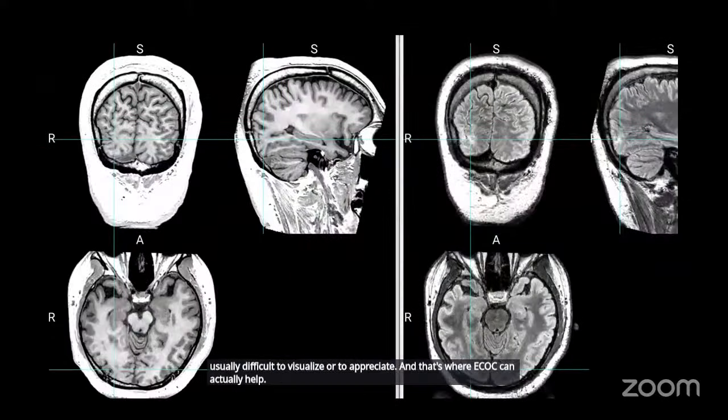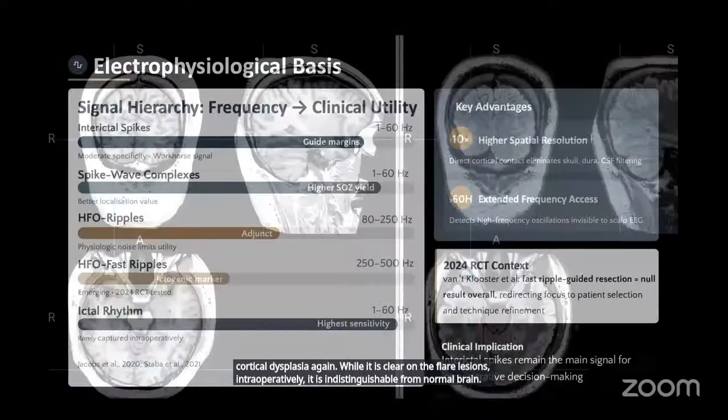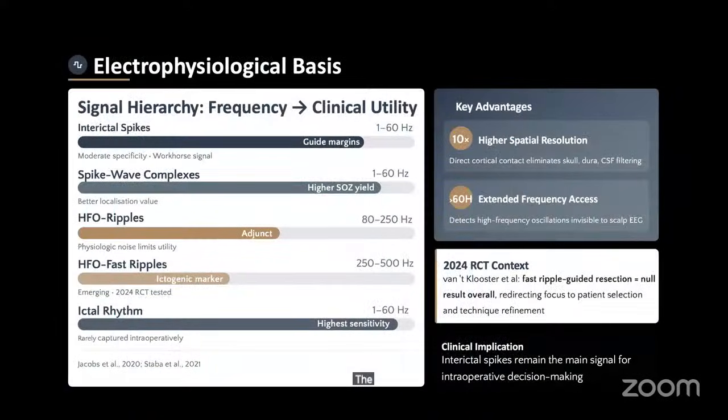Similarly, this is a posterior occipital lesion, focal cortical dysplasia again. While it is clear on the FLAIR lesions, intraoperatively, it is indistinguishable from normal brain. The main electrophysiological basis here is utilizing the signal hierarchy.